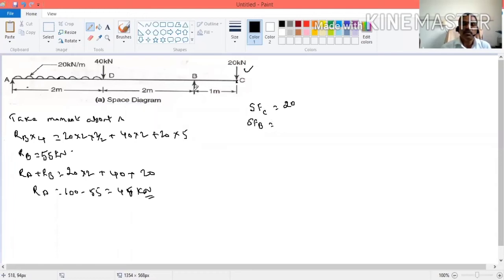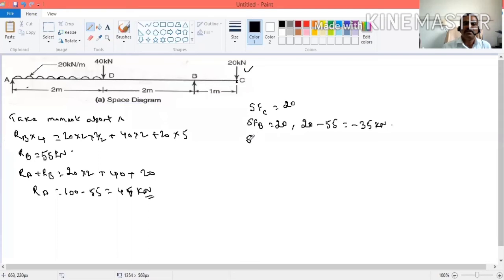You calculate the shear force two times, without the point load and with the point load. Without the point load, the same 20 kilonewton will continue, that is 20. If you consider the point load also, then it is 20 minus RB, and RB is equal to 55. That is 20 minus 55, which is minus 35 kilonewton.